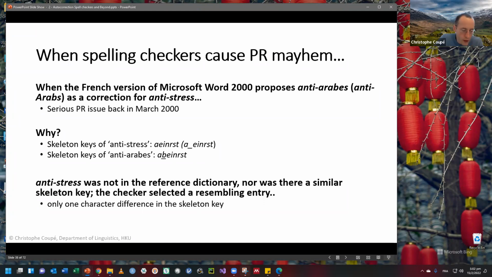It has nothing to do with being pro or anti-Arabs or anything like that. No racial discrimination or anything. It was not a technical issue, it's just the way skeleton keys were used in this software. There was one character difference in the skeleton key and there were not many options. So that's the option that would come up and be proposed. That's a nice illustration of the limitations of skeleton keys.